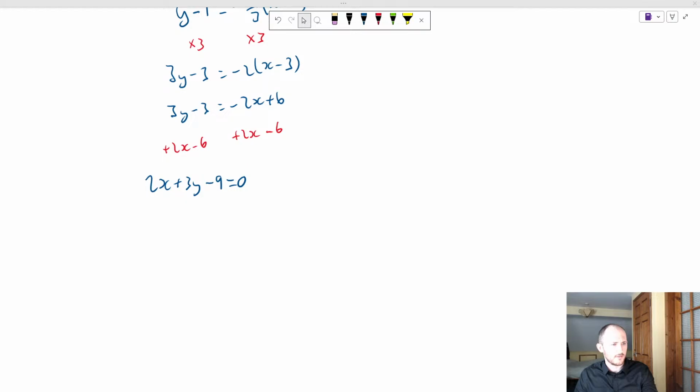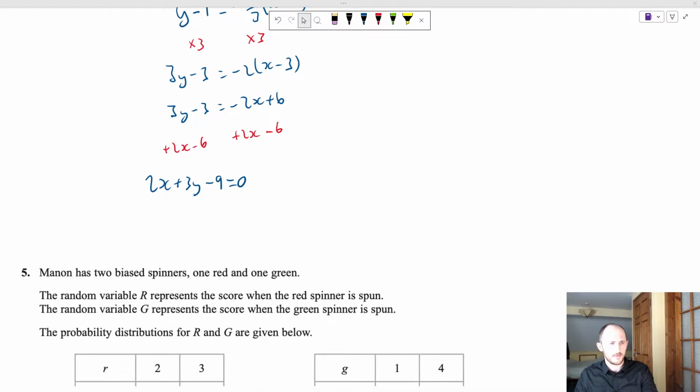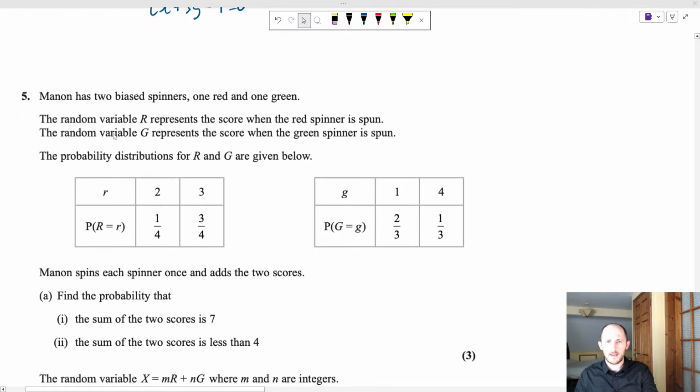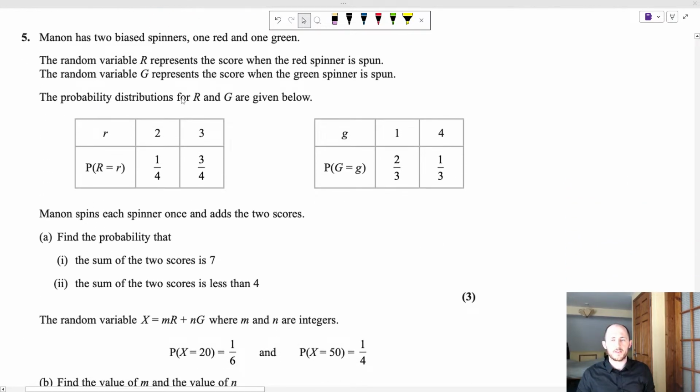So let me just copy it over, copy image. This one was posted in the Discord too. Hopefully this person's in. We have: Manon has 2 biased spinners. So this is some statistics. Stats tends to be pretty tricky, although a lot of students find mechanics harder. I prefer mechanics. But anyways, random variable R represents the score when the red spinner is spun. Random variable G is when the green one is spun.